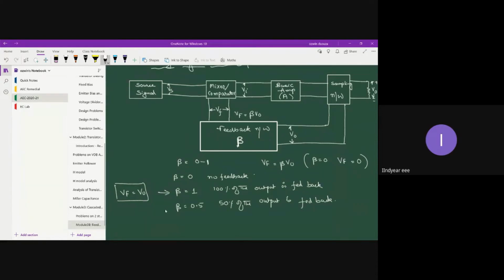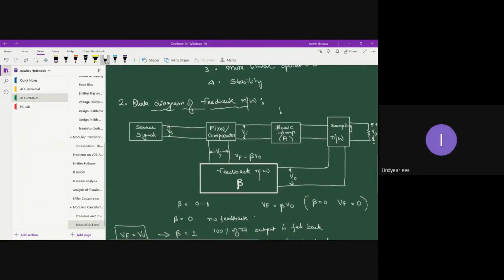On the other hand, if beta is equal to 0.5, how much will you get VF as? VF you will get as 0.5 times the output, or 50% of the output. So 50% of the output is fed back. So that is the understanding of the term beta. On the other hand, this amplifier gain A can vary from 1 to a finite number. 1 for emitter follower, where gain is 1, unity.